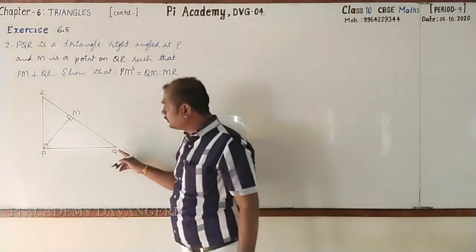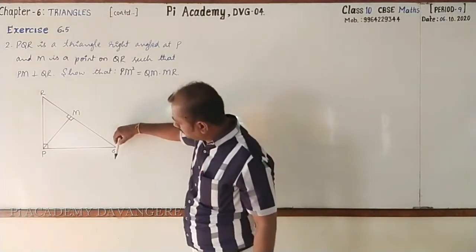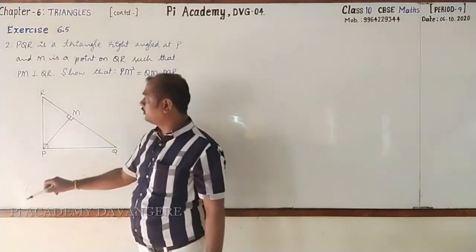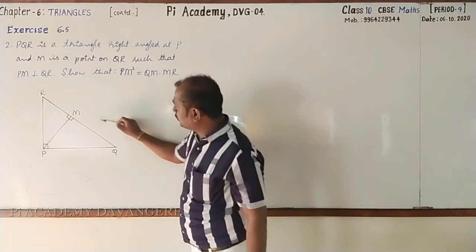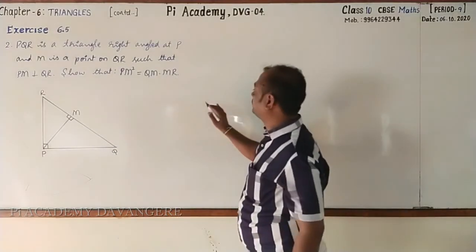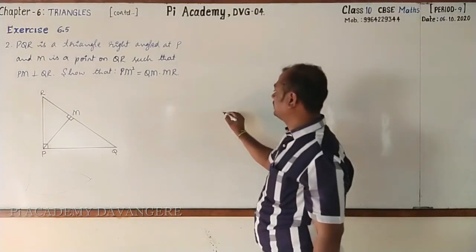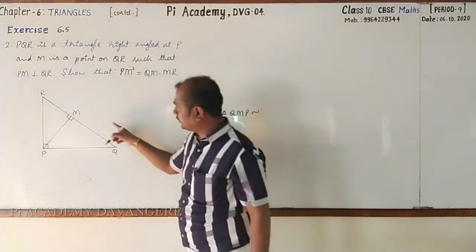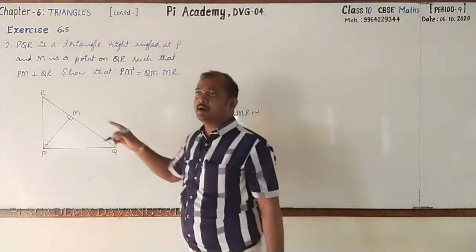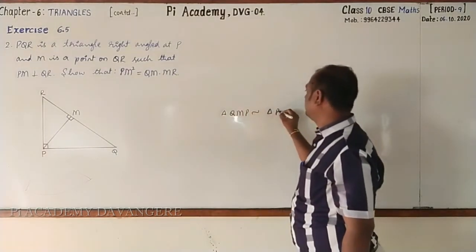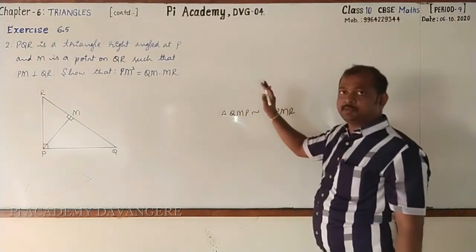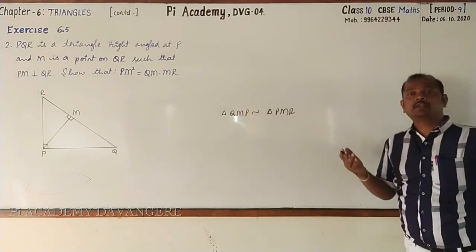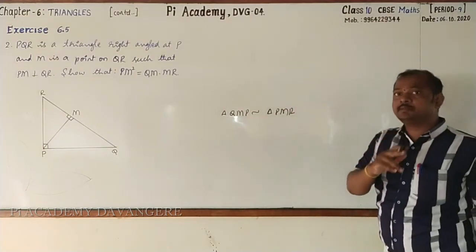Using that statement, how do you go for writing? Very simple. If you consider it in this way, and we move like this. Here QMP. Please don't write, just observe. Triangle QMP is similar to triangle PMR. I'll write the statement later. Just keep observing. If two triangles are similar, their corresponding sides will be in the same ratio.